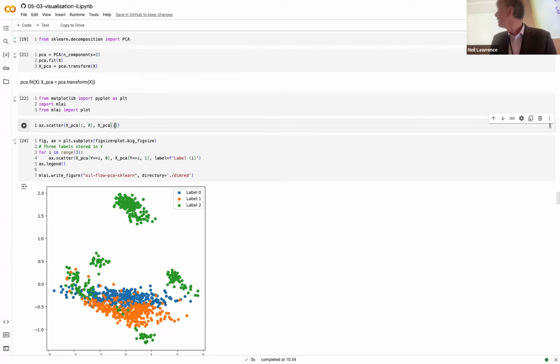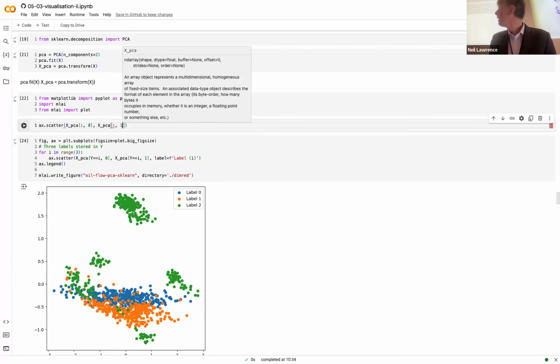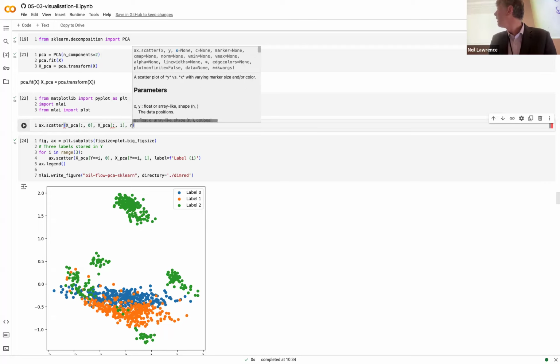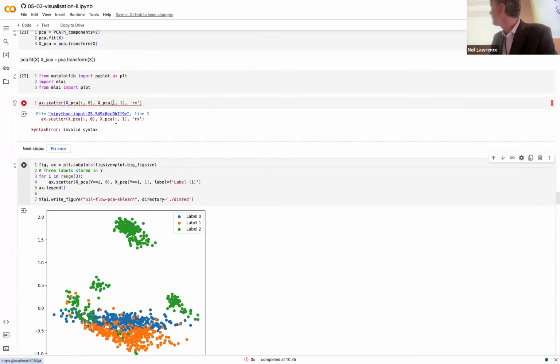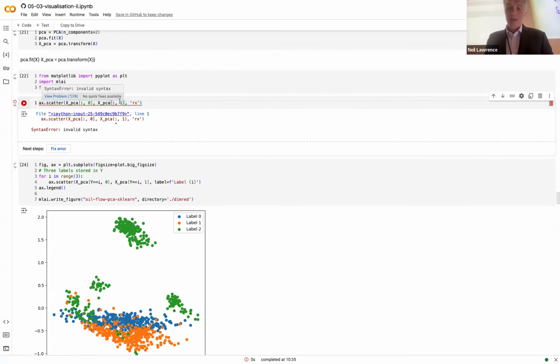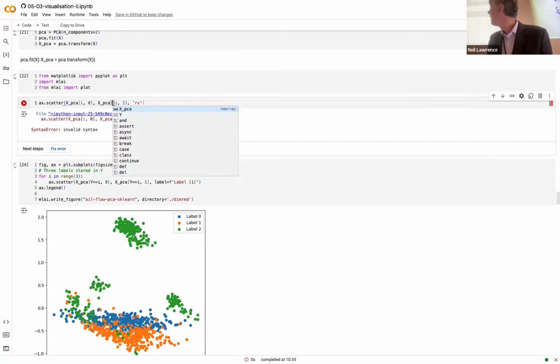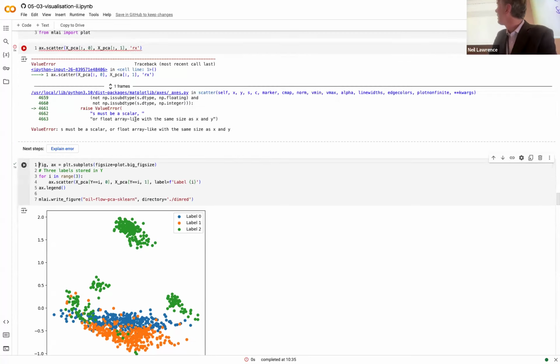Oh. What have I done there? Wrong bracket, is it? This angle's very hard. Like that. Too clever by half, these things. There you go. Oh, what have I done there? Must be a scalar or a float.